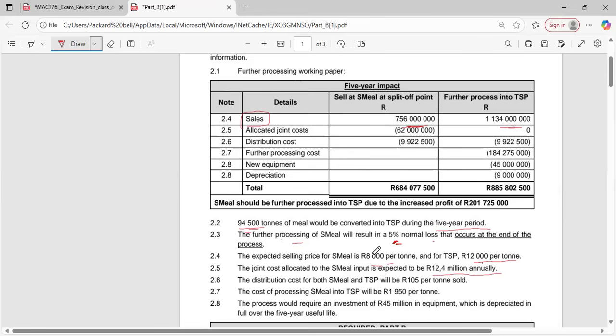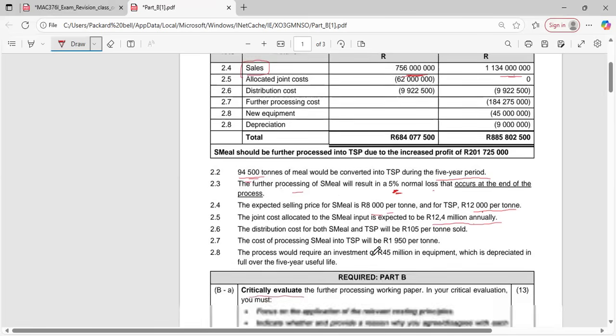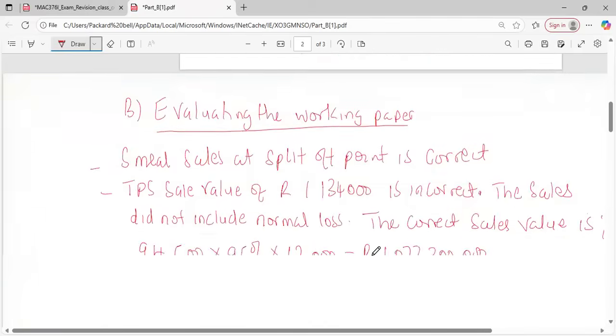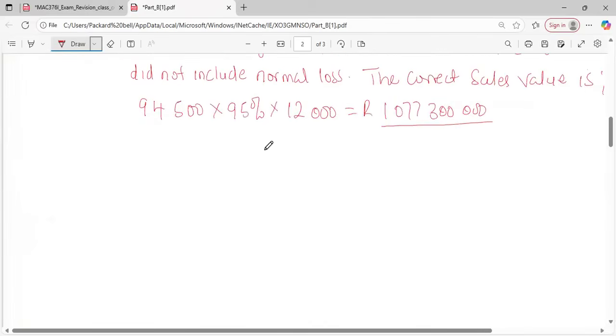Yes, it's correct. Okay, it's correct. Yes, that one is correct. So we just come here and say, joint cost allocated to S-mill, right? Then we are done there on the joint cost.